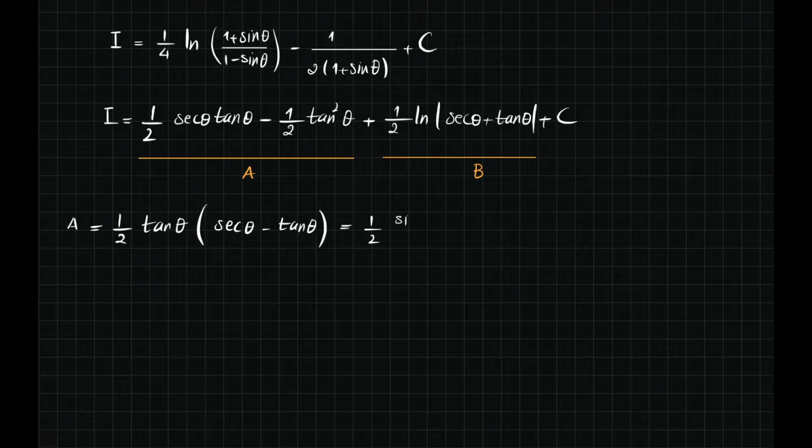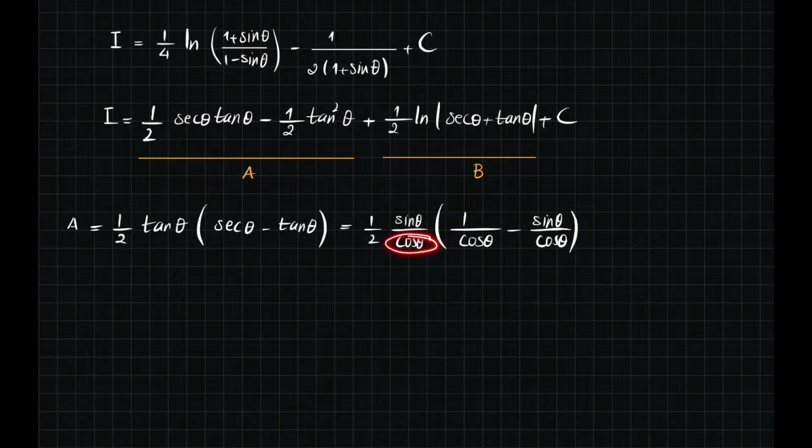Instead of tangent, I put sine theta over cosine theta. And then instead of secant, I put 1 over cosine, and instead of tangent again, I put sine theta over cosine theta. And now what happens in here, the denominators are the same, and I have also a cosine here, so I multiply them. So the denominator becomes 2 cosine theta squared, and the numerator, I just write them as this, sine theta multiplied by 1 minus sine theta.